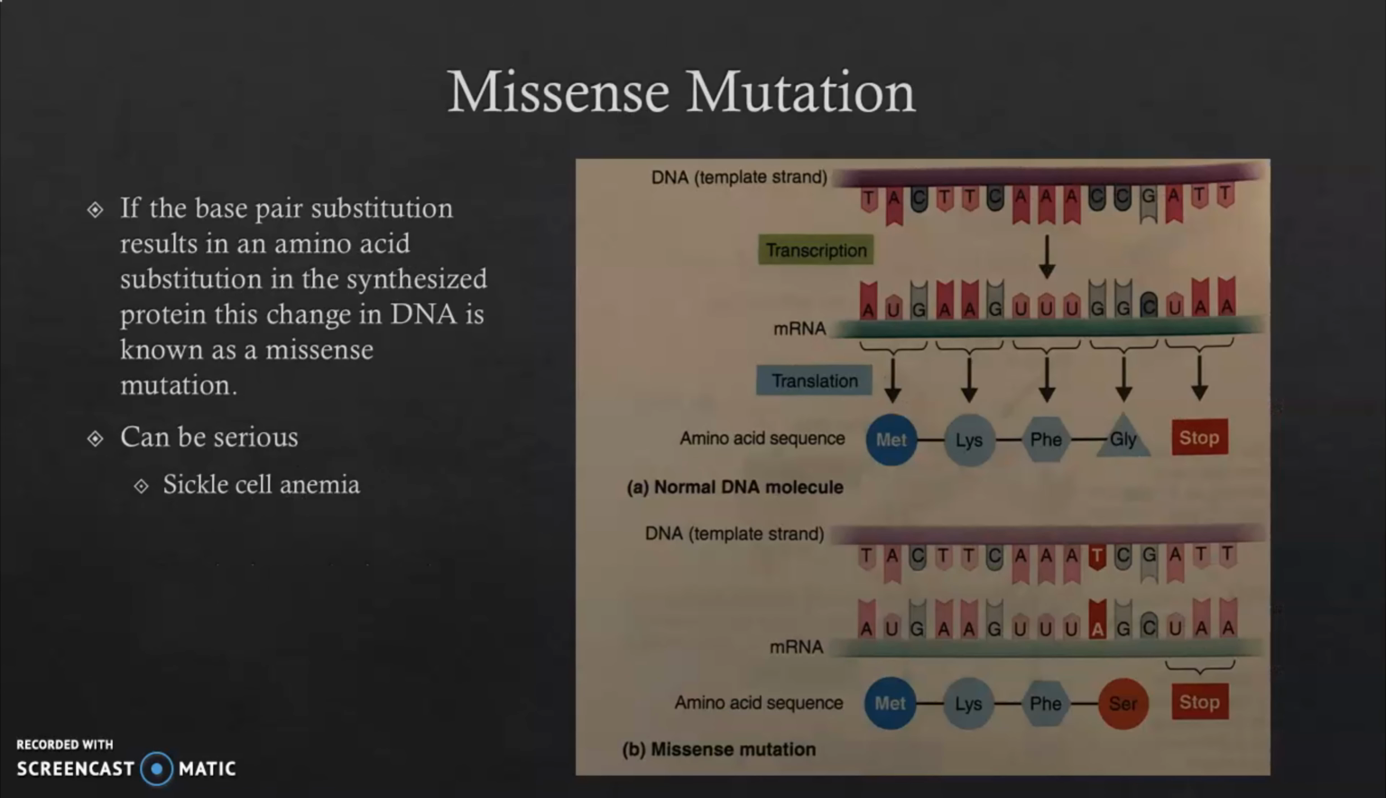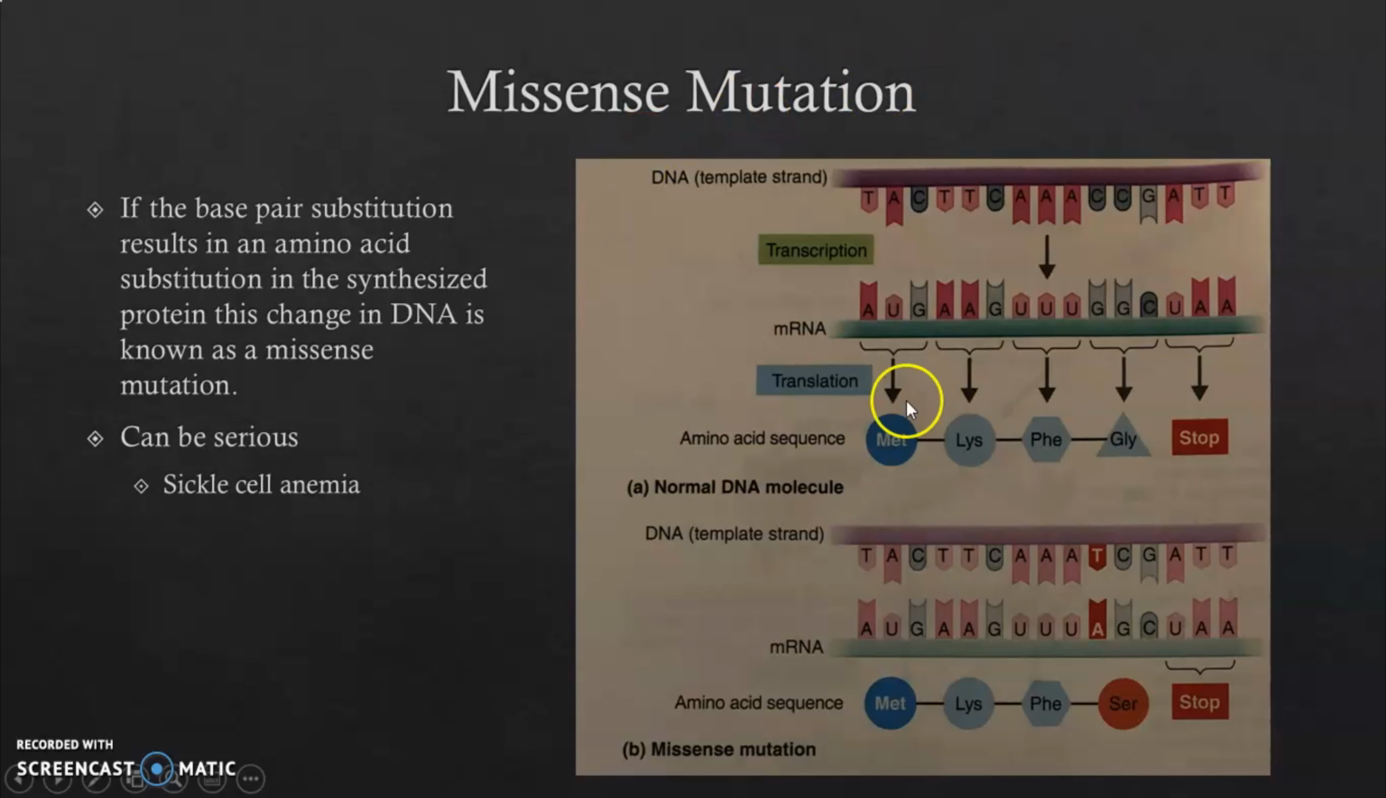Another type of mutation is called a missense mutation. If the base pair substitution results in an amino acid substitution in the synthesized protein, this change in DNA is known as a missense mutation. So what ends up happening is the DNA didn't get coded right. And these can be very serious. This is actually how sickle cell anemia comes about.